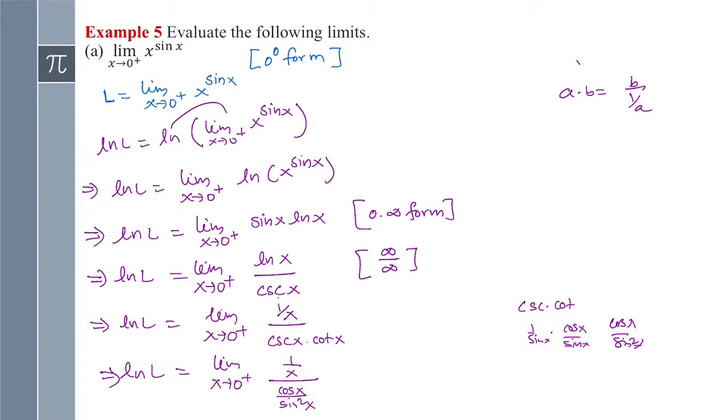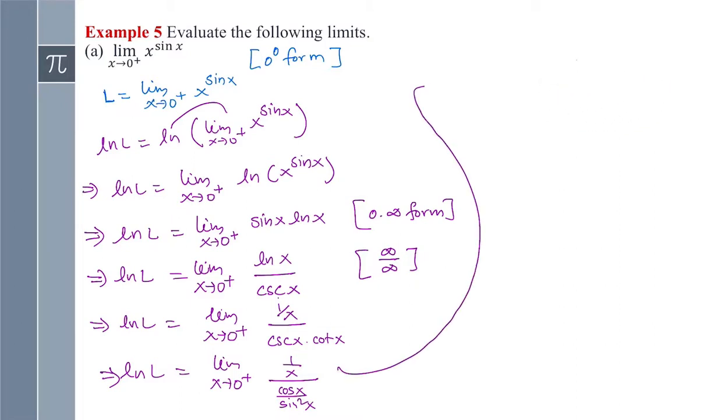And that is going to give us, so let me rewrite here. Natural log of L equals the limit as x approaches 0 from the right. So we are dividing by cosine x over sine squared x. This becomes sine squared x divided by x cosine x. Now if I plug in 0, I still get the 0 over 0 form.